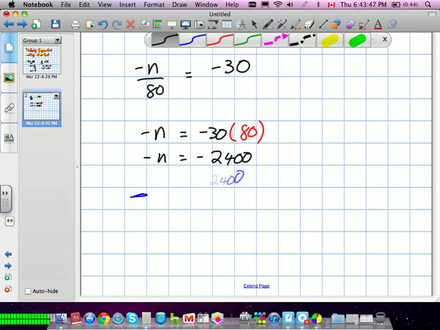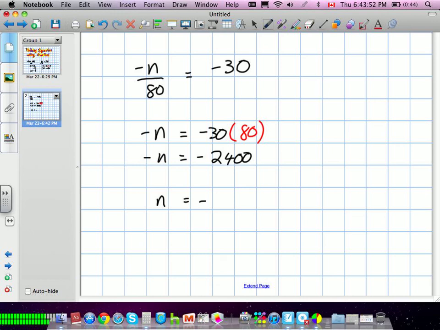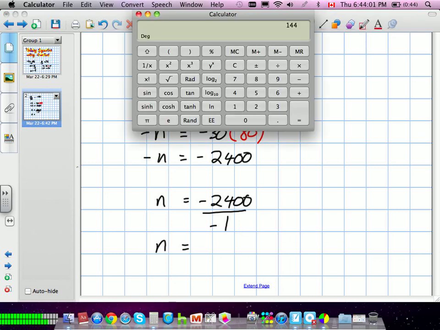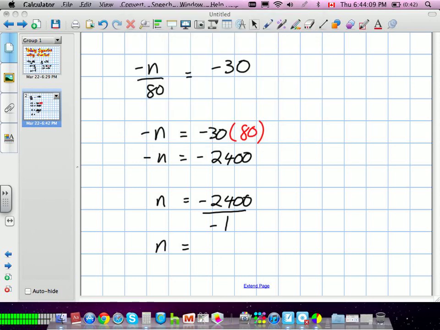So now the n will become positive, and I'm dividing negative 2,400 by negative 1. Do you know what that's going to be? I'll bring it up on a calculator. Negative 2,400 divided by negative 1 gives us positive 2,400. So our answer in this one is positive 2,400.